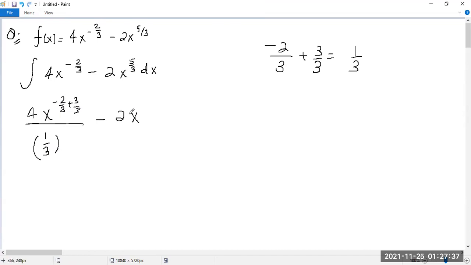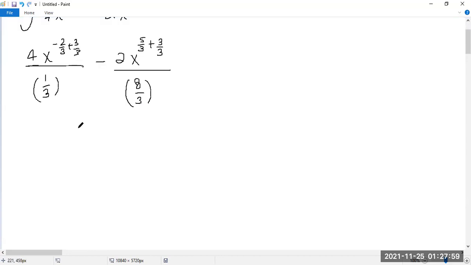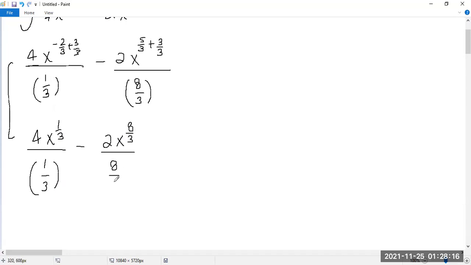Minus 2x. So we're going to ignore the constant. We're adding 1 to the top. So we're doing 5/3 plus 1. We're not actually going to do 5/3 plus 1. We'll do 5/3 plus 3/3, dividing by whatever this is. So 5 plus 3 is 8. So that's 8/3, right? So this actually comes about to being 4x to the 1/3 over 1/3, and we would have 2x to the 8/3 over 8/3.